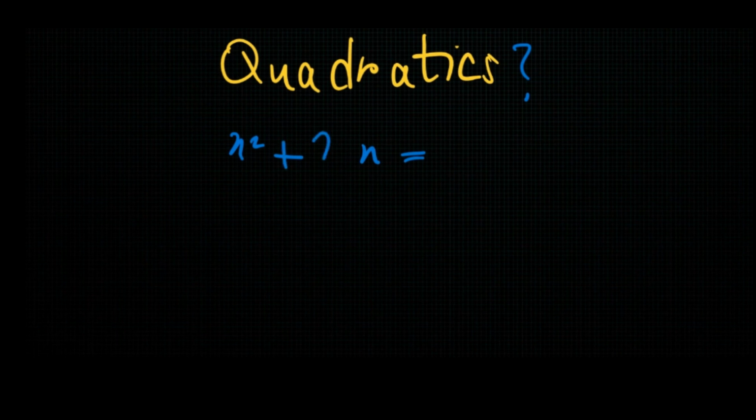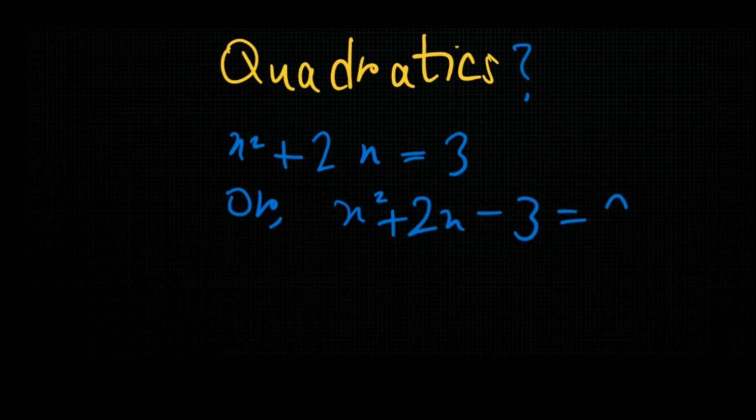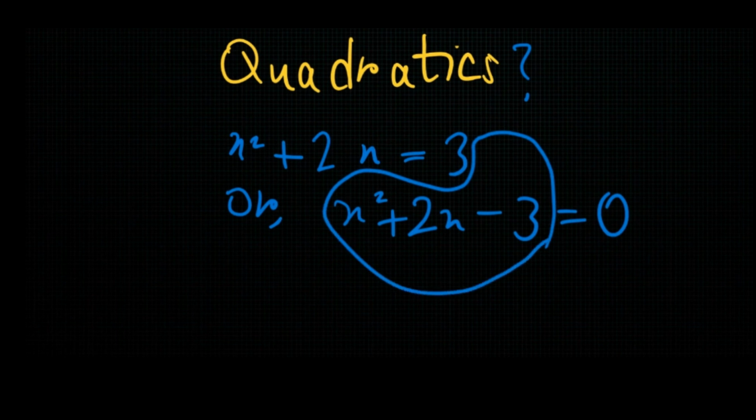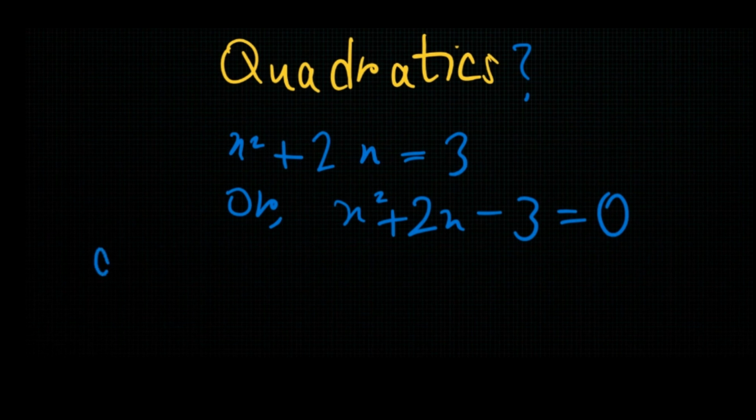x squared plus 2x equals plus 3. What can we do in here? Well, one thing you could do is simply take 3 to the other side, which will be x squared plus 2x minus 3 equals 0. Now see, once again it mimics a complete quadratic.